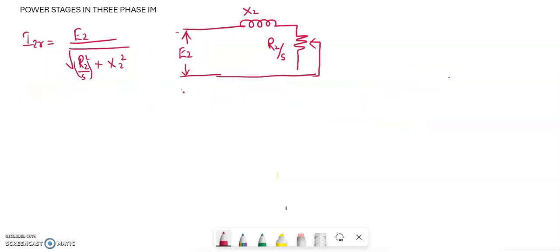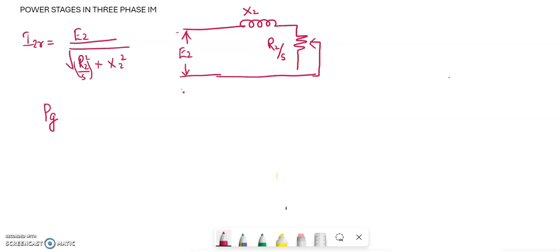This is the rotor equivalent circuit of the three-phase induction motor. The power input to the rotor, that is the rotor input, is the power transferred from the stator to the rotor across the air gap, which is called the air gap power PG.